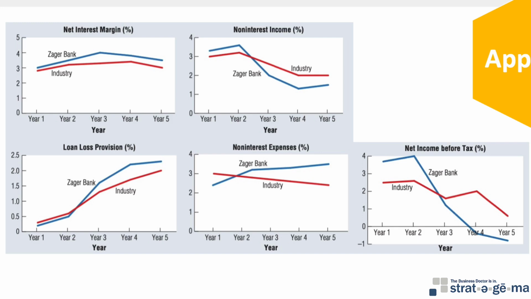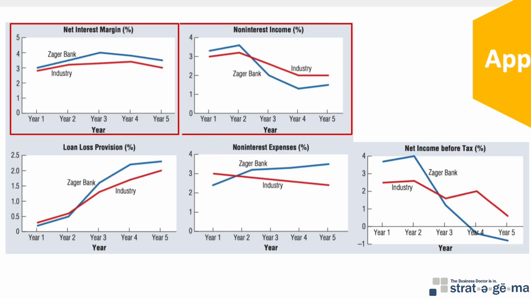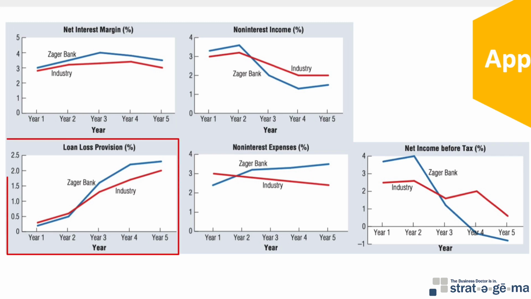During strong economic conditions in years 1 and 2, Zager's strategy was very successful. It achieved a high net interest margin and high non-interest income, and the borrowers typically made their loan payments in a timely manner. However, when the economy weakened in year 3, many of the borrowers who received loans from Zager Bank couldn't repay them. As a result, Zager was not able to extend many new loans because the demand for loans declined. Although other banks also experienced weak performance when the economy weakened, Zager Bank experienced a more pronounced decline in its performance because it had more loans that were susceptible to default.